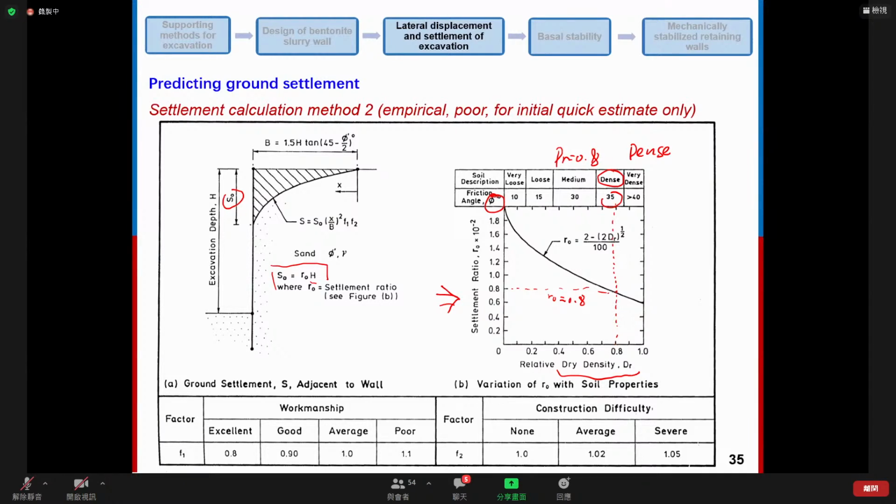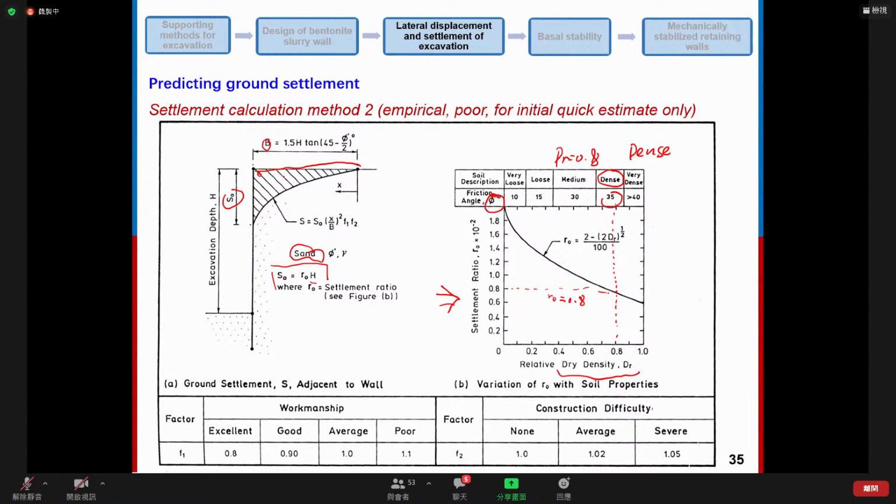Okay. You should notice that this method is only for sandy soil. It's not suitable for clay. So this one you need to pay attention to. And it is assumed that the ground settlement will only occur within a zone with the distance equal to b. So this is the zone in which the ground settlement will happen.